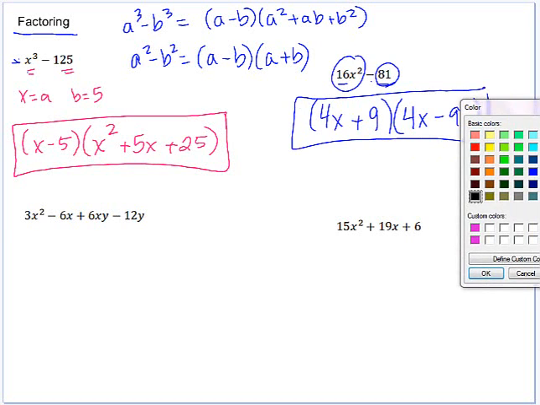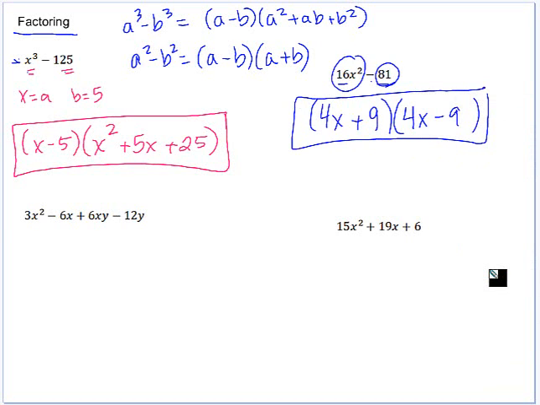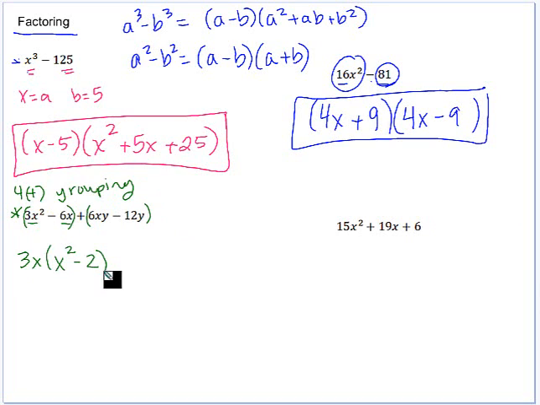The next example, we have four terms: 3x squared minus 6x plus 6xy minus 12y. When we have four or more terms, we do the method called grouping. So we're going to group our first two together and our last two. Now we take out a GCF. The GCF of 3x squared and 6x is 3x, and we are left with x squared minus 2, x to the first power minus 2.